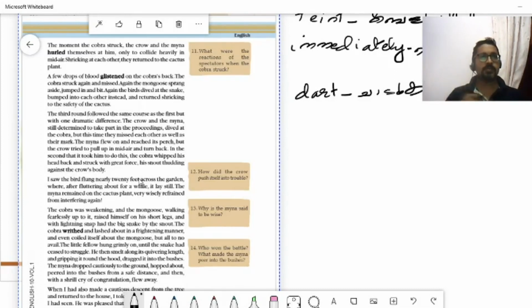So, not only the mongoose, crow and myna also started attacking. Crow and the myna also started attacking the cobra. So three of them were now involved in the fight. And how was the attack of Crow and Myna? ആ കാക്കയുടെയും മൈനയുടെയും അറ്റാക്ക് എങ്ങനെയാണെന്ന് നോക്കി. They hurled themselves at him.